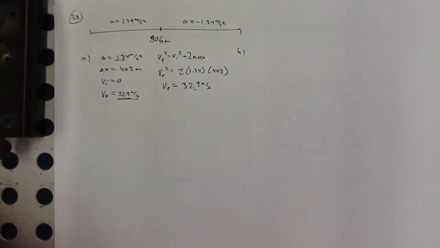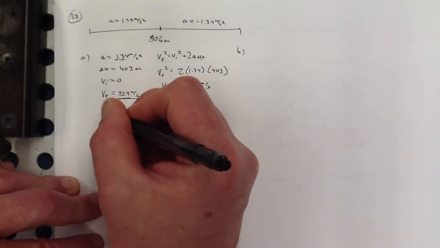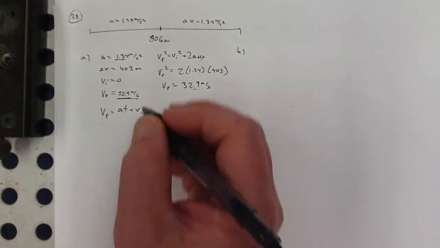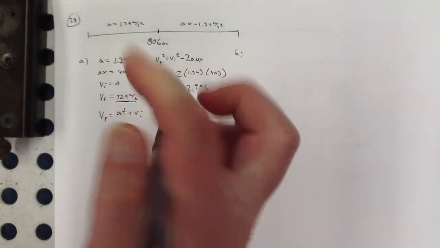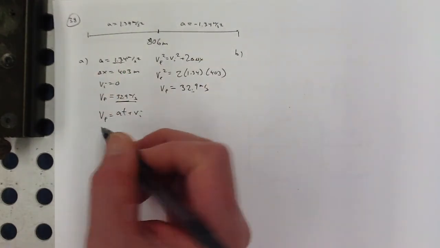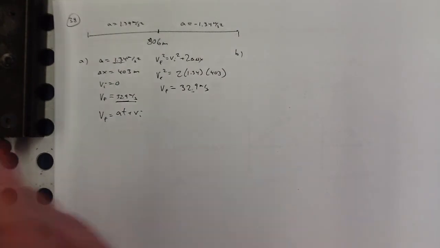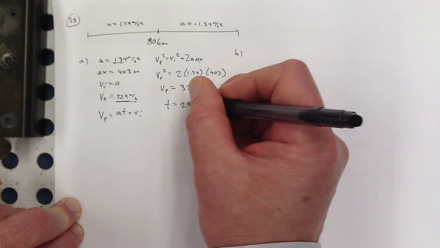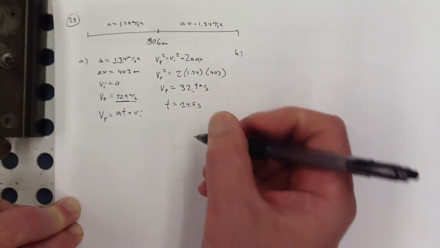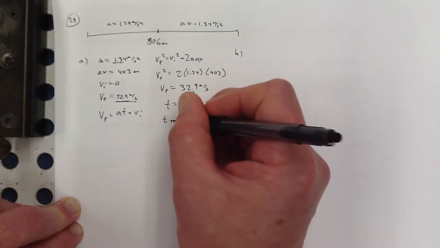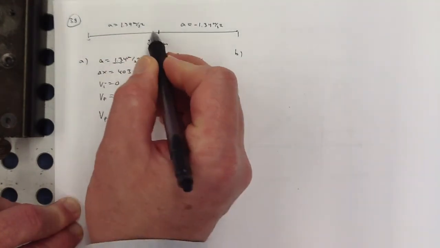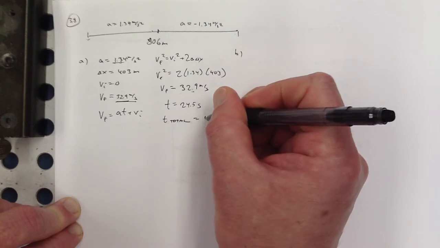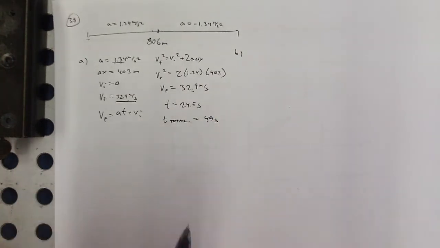You can set up the equation if you want. That's this equation. Since that's 0, the time is just the velocity divided by the acceleration. And that's going to be about 24.5 seconds. So the time total, we got to get up to speed and then slow down, so it's going to take twice that. That's about 49 seconds.